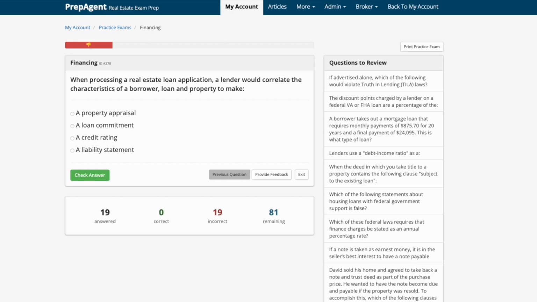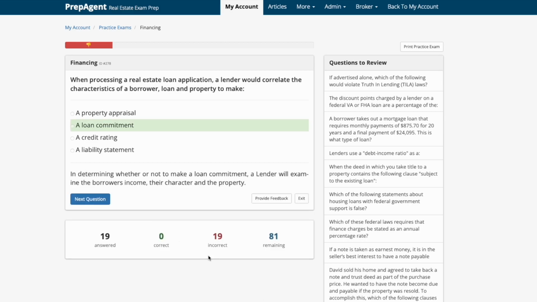When processing a real estate loan application, a lender would correlate the characteristics of a borrower, loan, and property to make a property appraisal, a loan commitment, a credit rating, or a liability statement. A loan commitment. In determining whether or not to make a loan commitment, a lender will examine the borrower's income, their character, and the property.